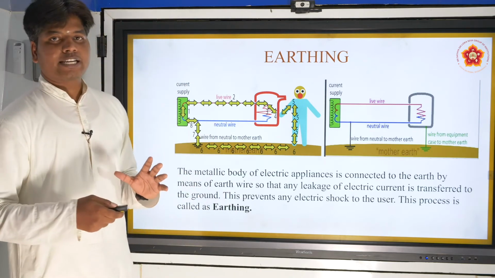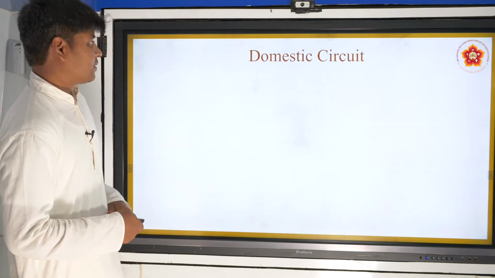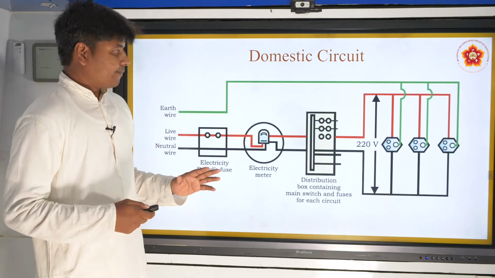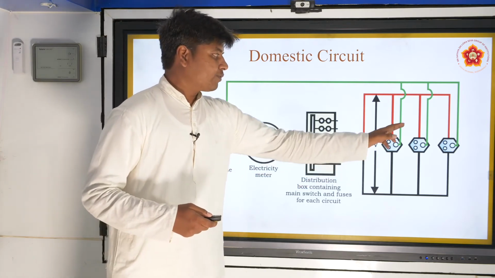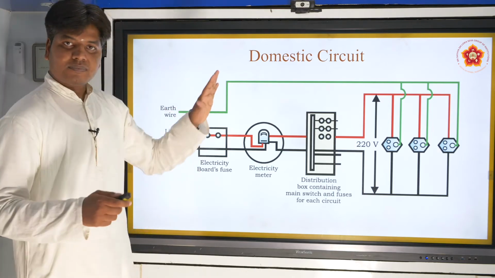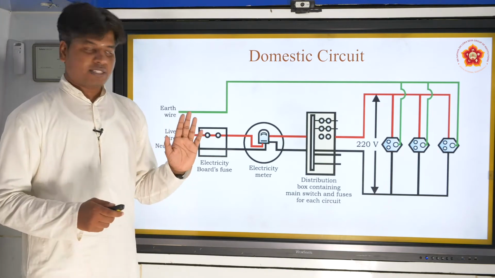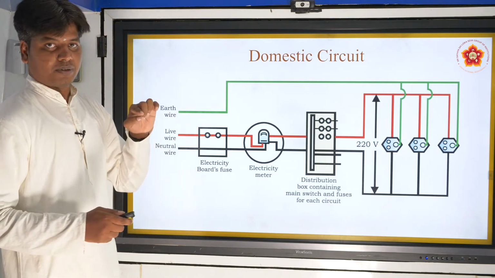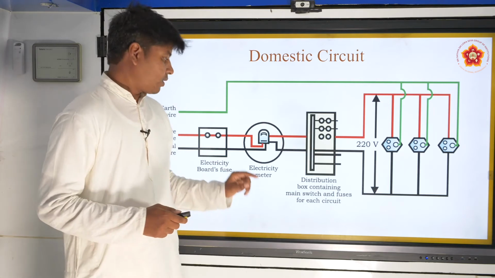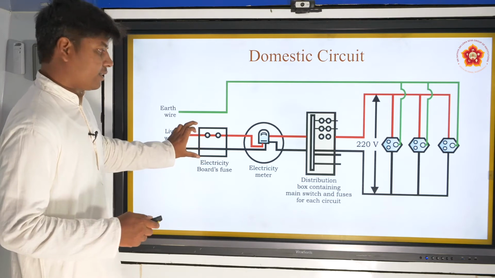Now let us go and explore how the circuit system in our house is made. We call it the domestic circuit. About this earth wire we already studied. Every plug inside our house has an earth wire. These earth wires are all attached to each other and placed inside the ground. Now the live wire and neutral wire are coming from the substation, from the step down transformer, which I have studied. It has a potential difference of what? 220 volts.